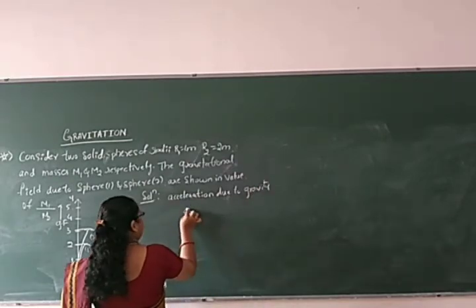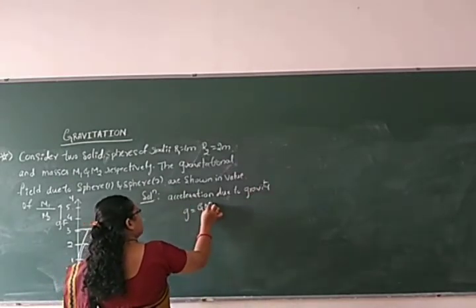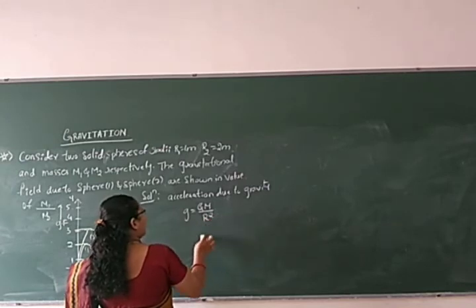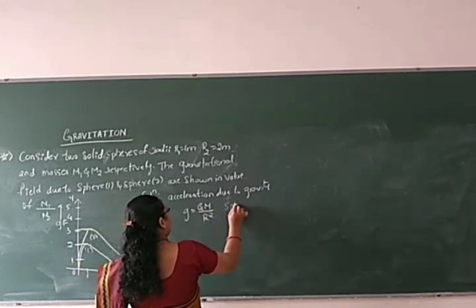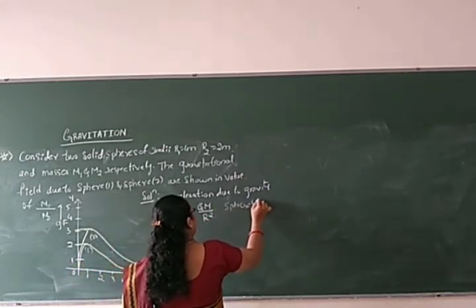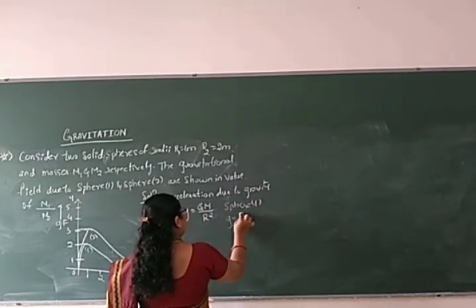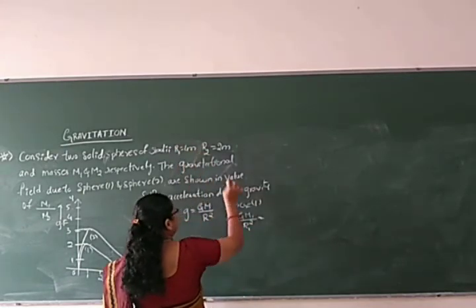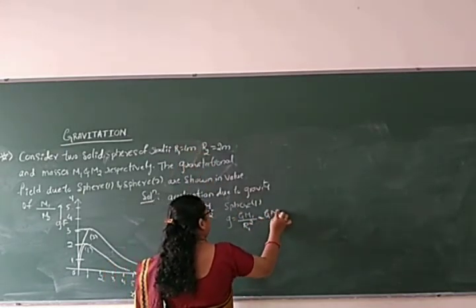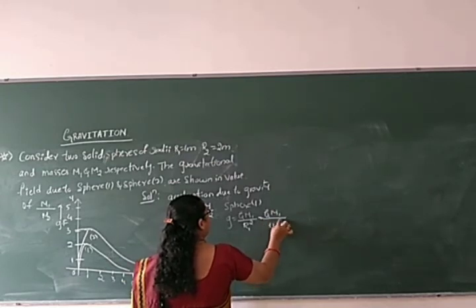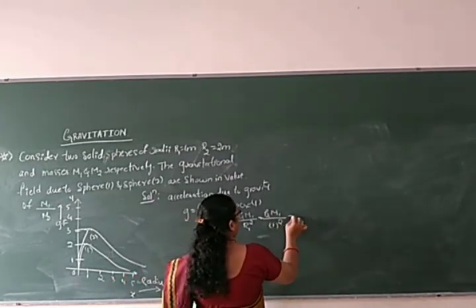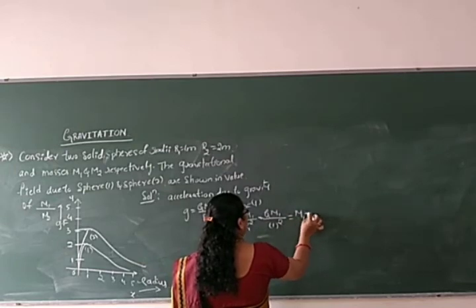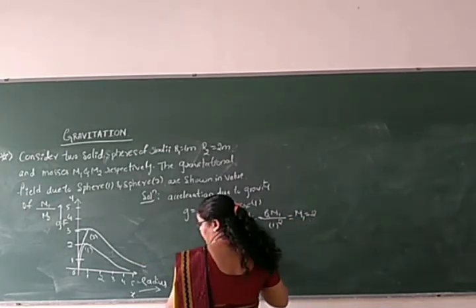On earth's surface we have g equal to Gm by R square. Then what about sphere 1? For sphere 1 we have g equal to G times mass 1 by R1 square. The R1 value is already given here. So Gm1 by 1 square. So totally we are getting M1 is equal to, what is that? 2 here.